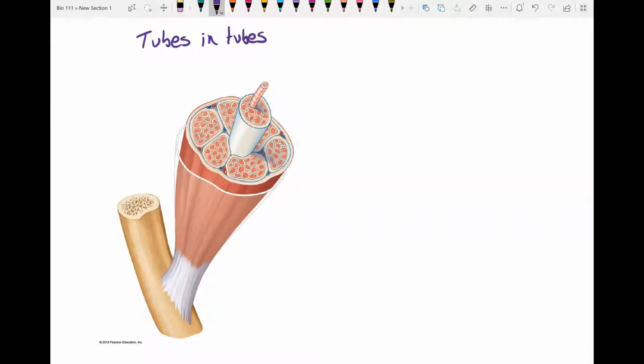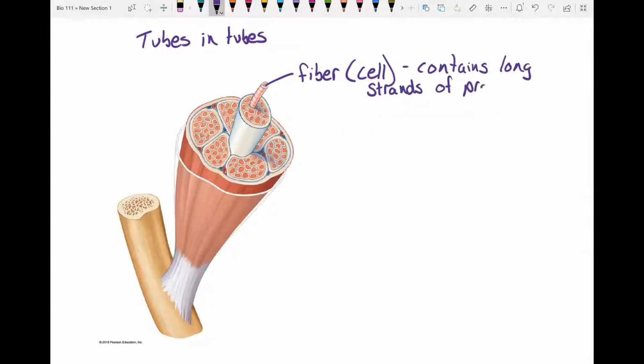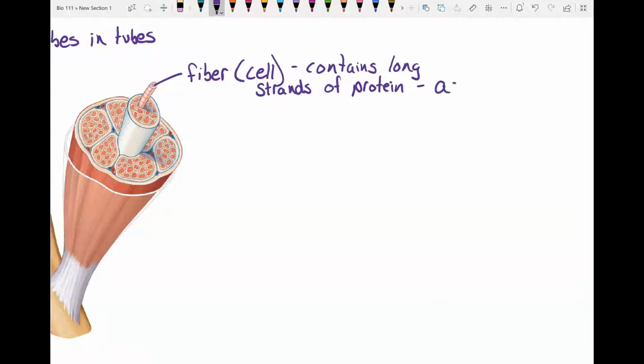So if we start off with an individual cell, which remember, a muscle cell is called a fiber. Here is a fiber, which is just one cell. And skeletal muscle cells are long. They're not the spherical typical cell you see. They're long tubes, and they have long tubes of protein inside them. The two main strands of protein in here are actin and myosin.